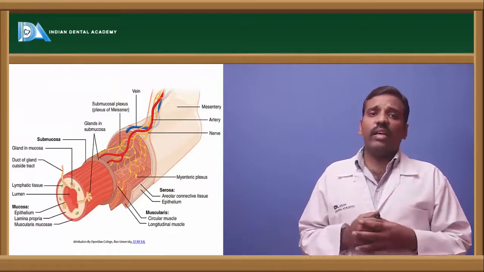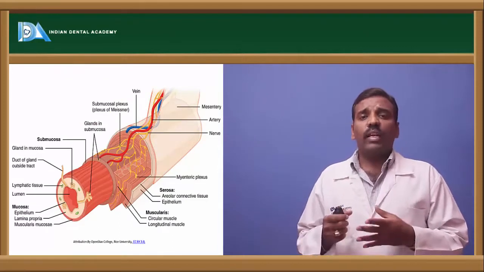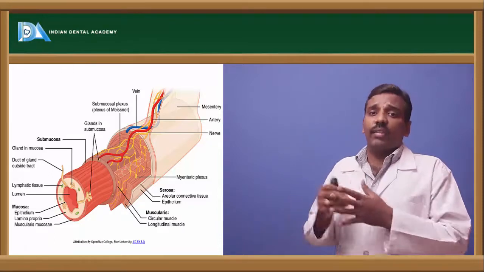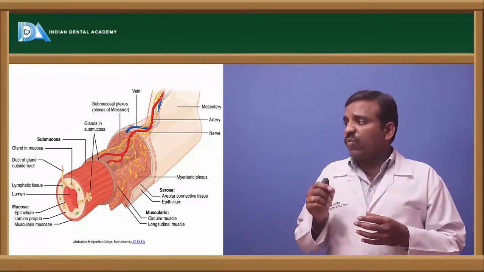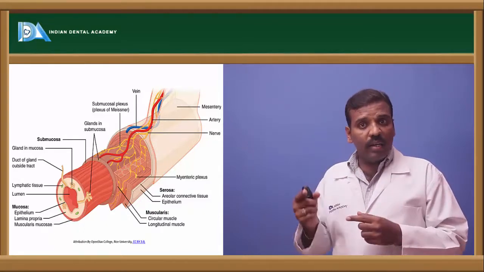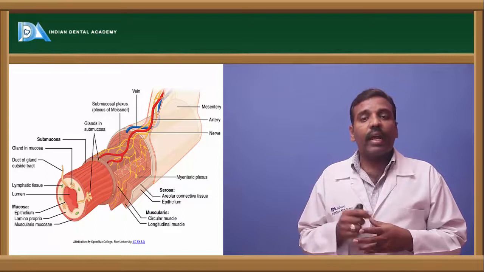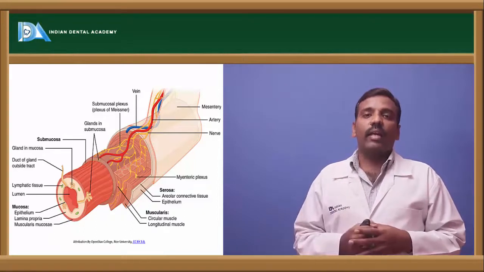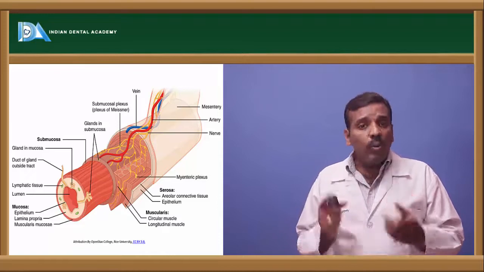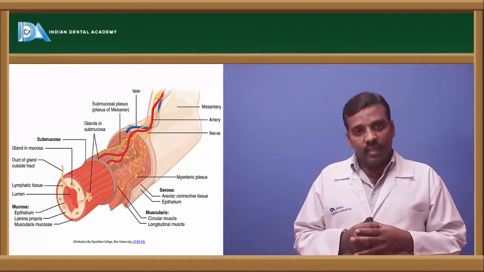And if you see this diagram, we'll come to know what layers are present and the arrangement of those layers. The first innermost layer is the mucous layer, and upon that there is the submucous layer, and upon that the muscular layer, and the uppermost or outermost layer is the serous layer.